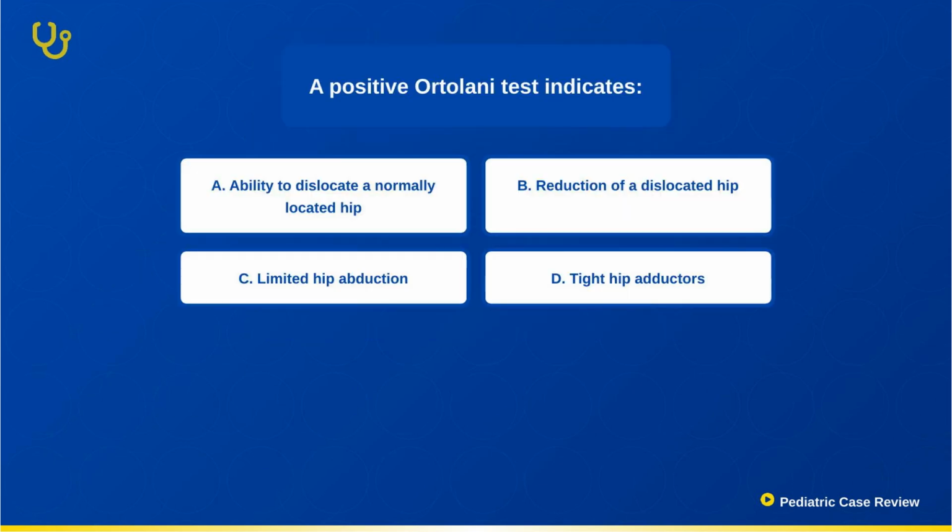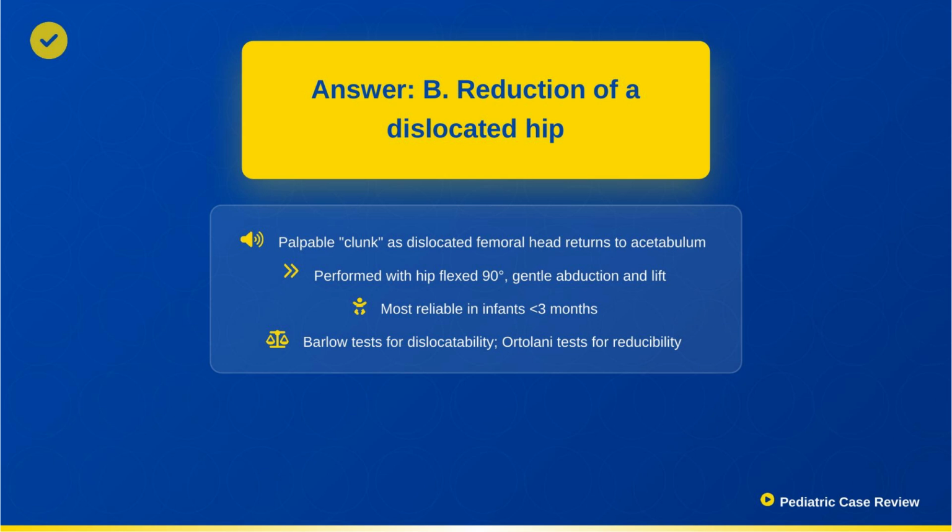A positive Ortolani test indicates which of the following? A. Ability to dislocate a normally located hip. B. Reduction of a dislocated hip. C. Limited hip abduction. D. Tight hip adductors. The correct answer is B. Reduction of a dislocated hip.